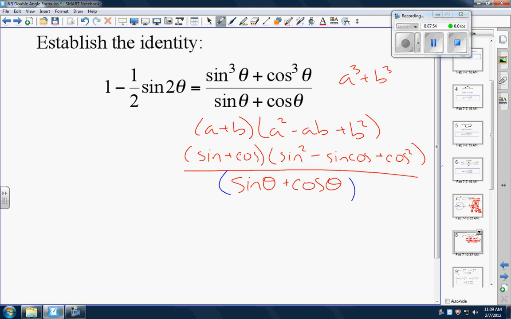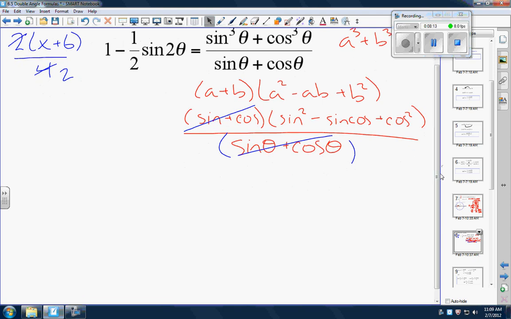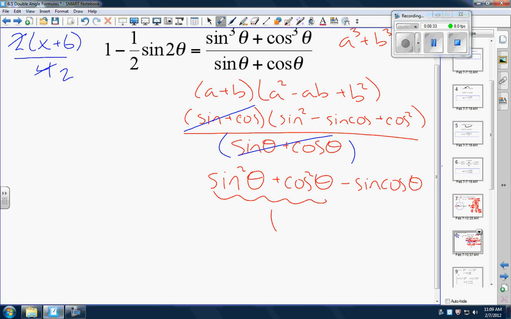Now, you can cancel this because it's no different than canceling something like this. 2 goes into the 4 2 times. Okay, it's a factored out property, so that guy can cancel. Okay, so that guy's gone. Now we just got this little piece left here on the inside. You get a sine squared. I'm going to reorder this. Cosine squared minus a sine cosine. We know this is our most basic identity. That guy's a 1.